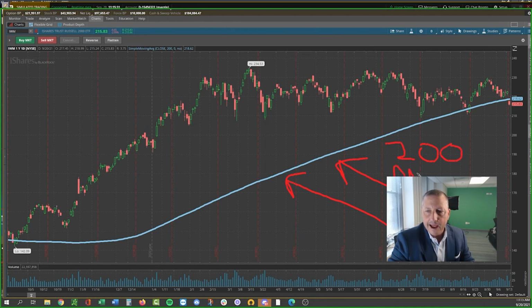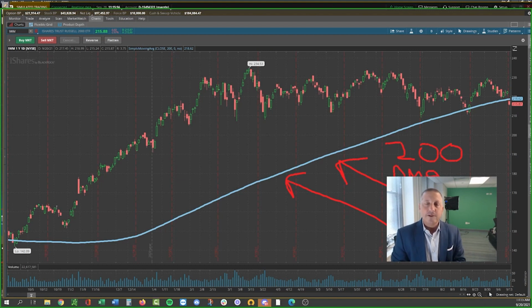200-day moving average. And as I've mentioned before, there are plenty. When I say plenty, we're talking thousands of different indicators that people use. And there is no one indicator that is ever the holy grail. There is no one indicator that will absolutely determine where a stock is going to go with 100% certainty.